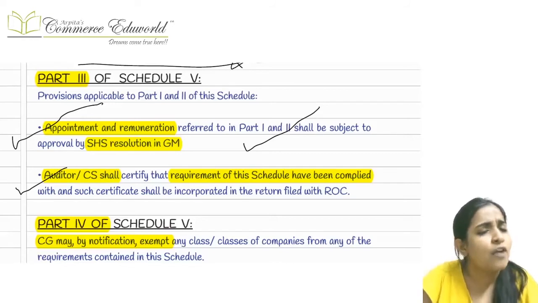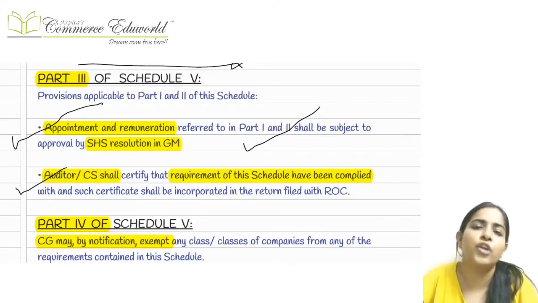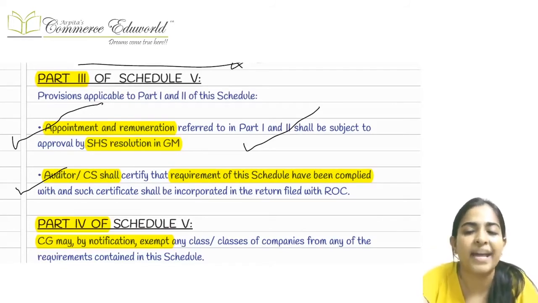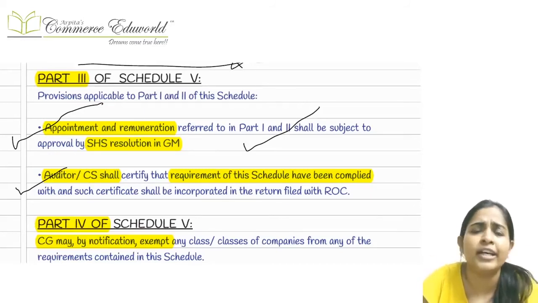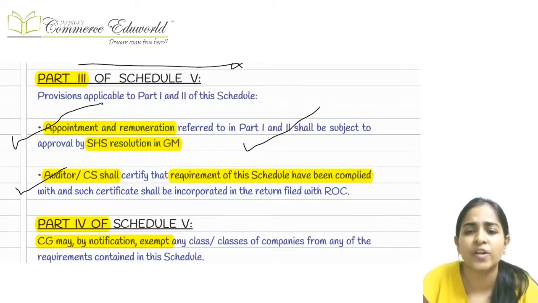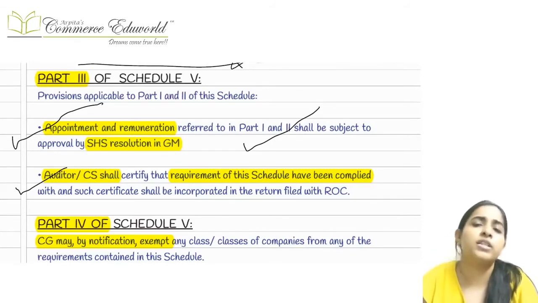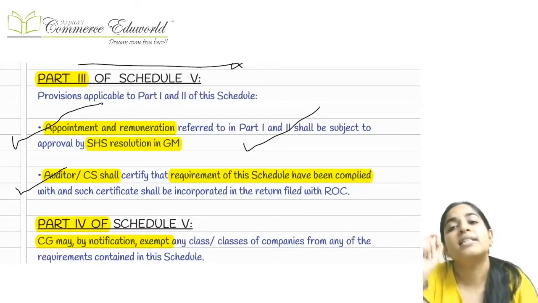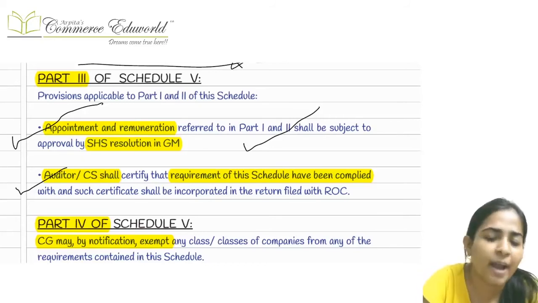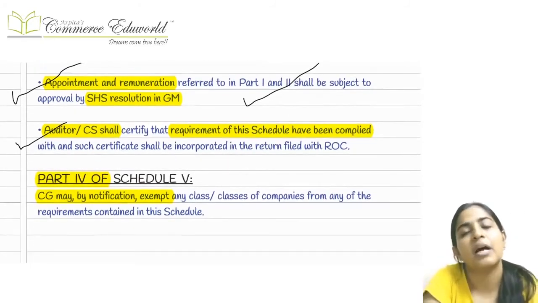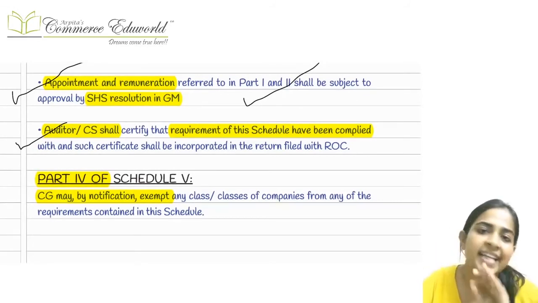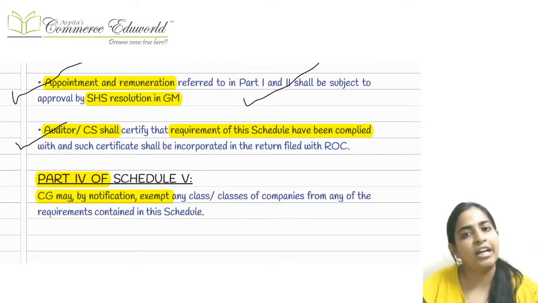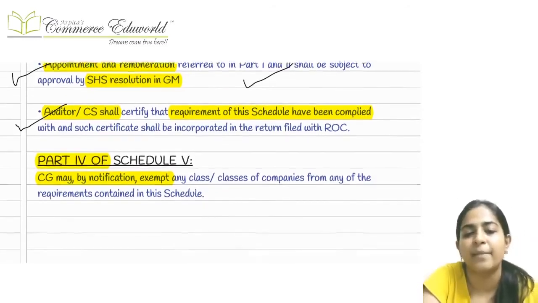Part 3 says that whatever appointment and remuneration we are fixing for this particular managerial personnel has to be approved by the shareholders in the general meeting. That we already know. We had taken the ratification from the shareholders in the general meeting, and the auditor and the CS have to certify that all the requirements of remuneration clauses and appointment clauses have been fulfilled, and they have to file this certificate with the ROC stating that yes, the company has fulfilled all the requirements. So this was a procedural part basically.